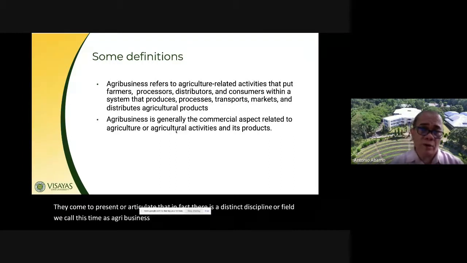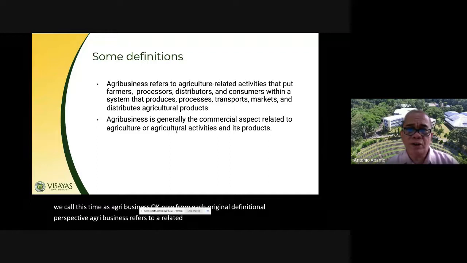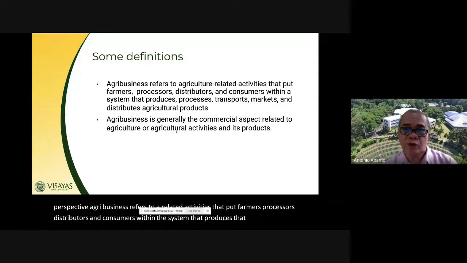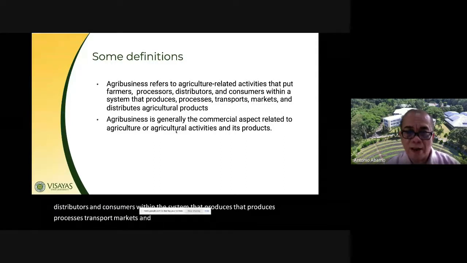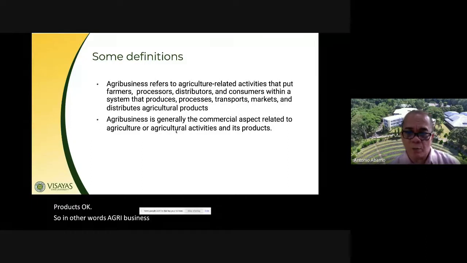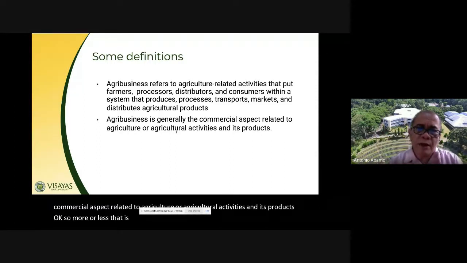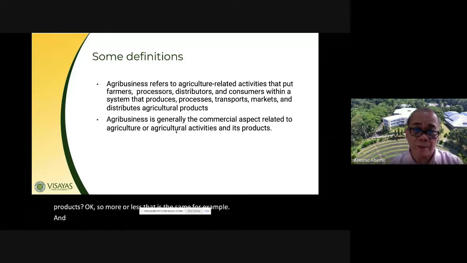Now, from its original definitional perspective, agribusiness refers to related activities that put farmers, processors, distributors, and consumers within the system that produces, processes, transports, markets, and distributes agricultural products. In other words, agribusiness is generally the commercial aspect related to agriculture and its products. So more or less, that is the notional and definitional perspective of agribusiness as a discipline.